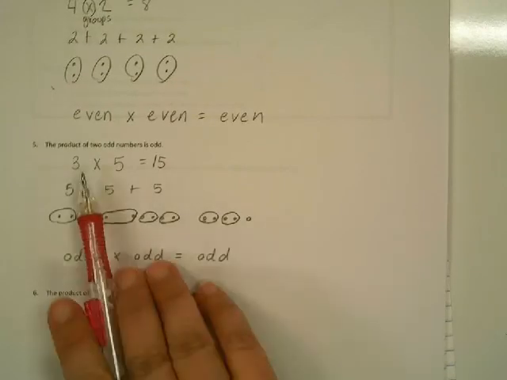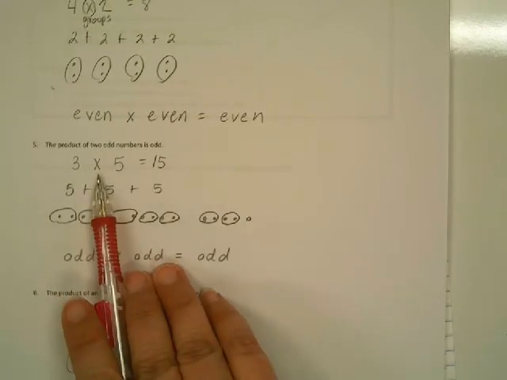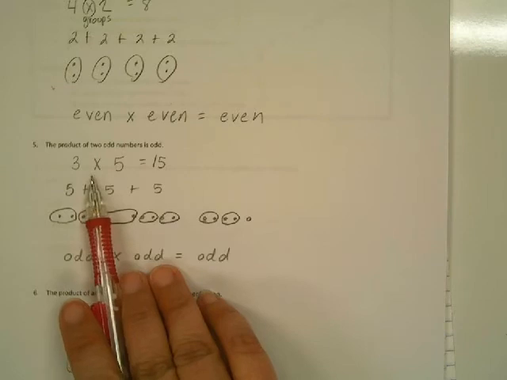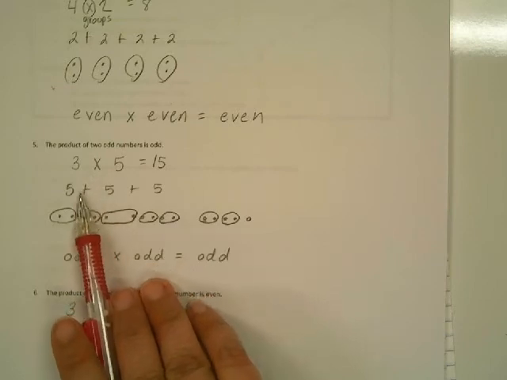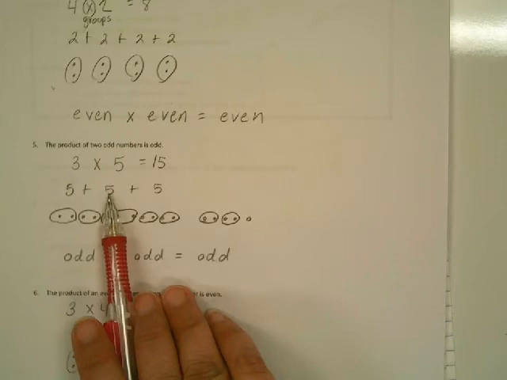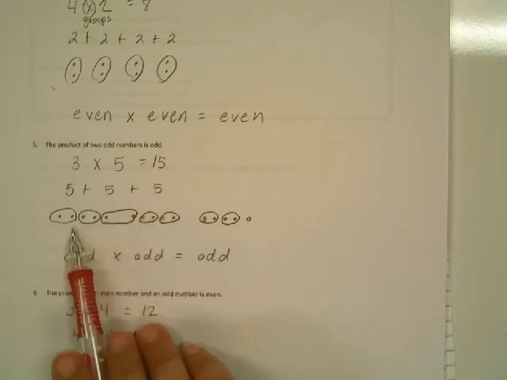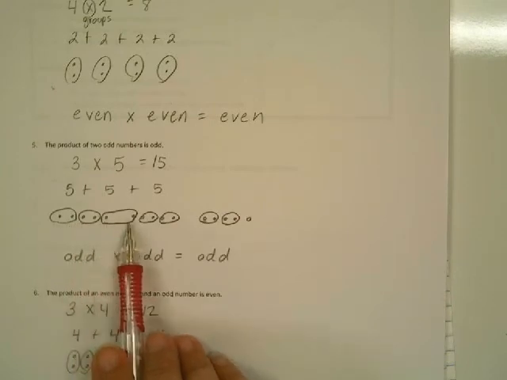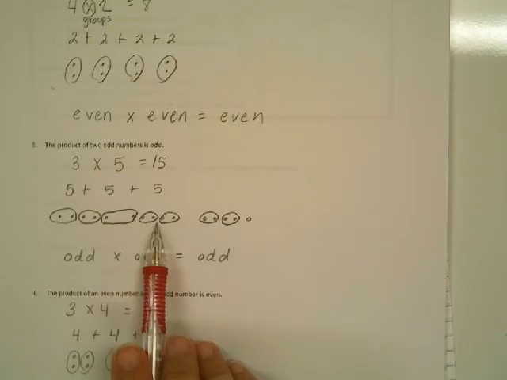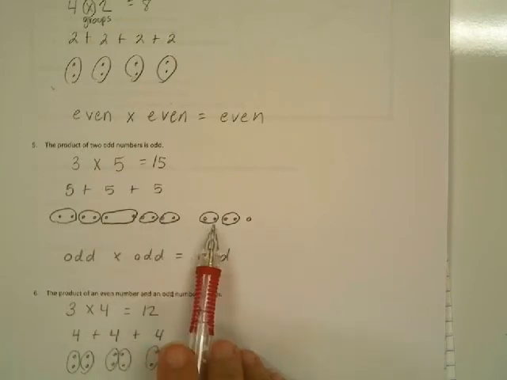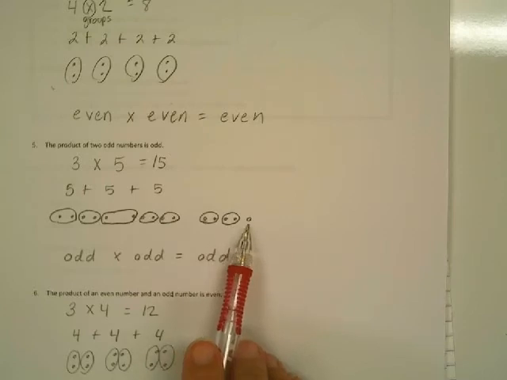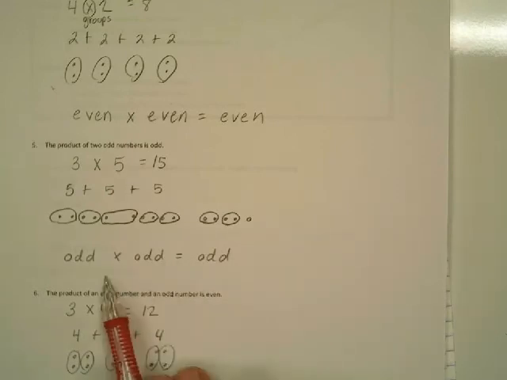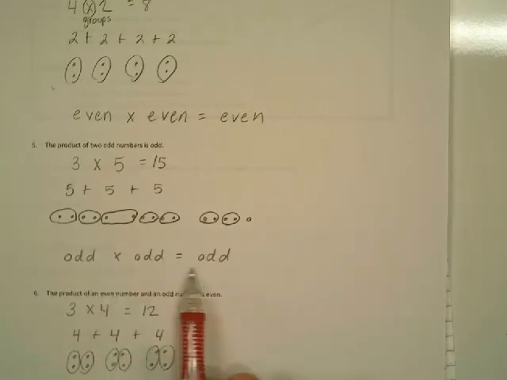On the next one, I did 3 times 5 so that I have 2 odd numbers. And again, that X means groups of. So 3 groups of 5. So 5 plus 5 plus 5. So I made sets of 5. I was able to group 2, and then I had to connect this leftover one to this next group. And then 2 and 2, and then 2 and 2, and then I had 1 left over. So since I had a leftover, I know my answer would be odd. So an odd times an odd will give me an odd answer.